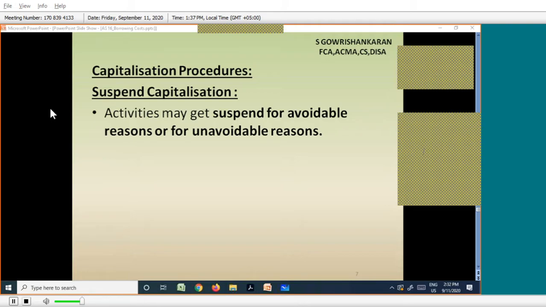Say, for example, I am not able to pay my labor due to a cash crunch. Because of that, labor is not working for 2 months. For 2 months, labor is not working. Whether it is avoidable or unavoidable?